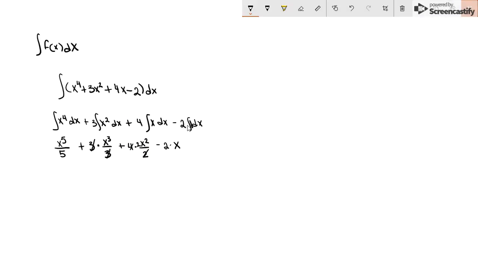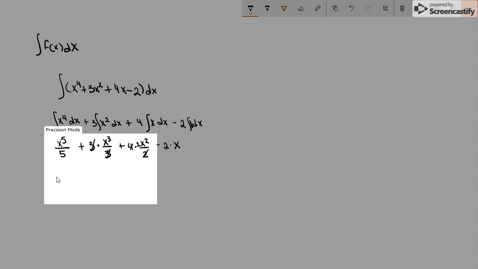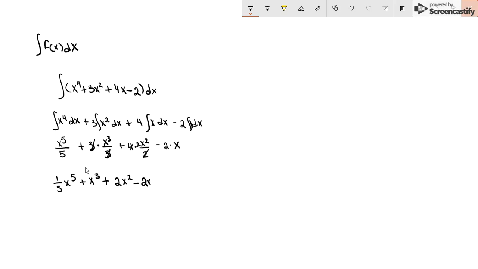And so let's clean this up. I like to write the fractions like this just because I feel like it's a bit cleaner and neater. x to the fifth over 5, plus x cubed, plus 2x squared, minus 2x. And this is the most important part.